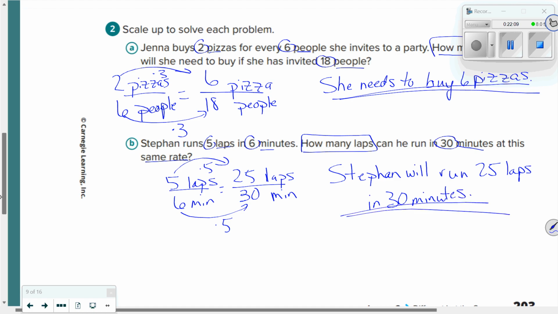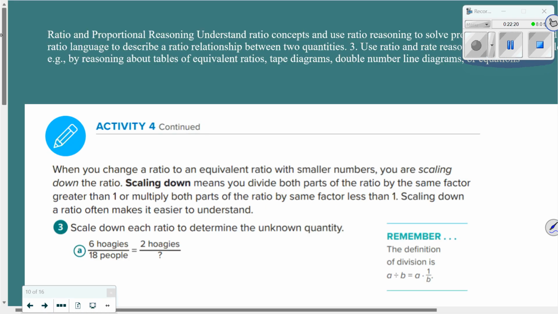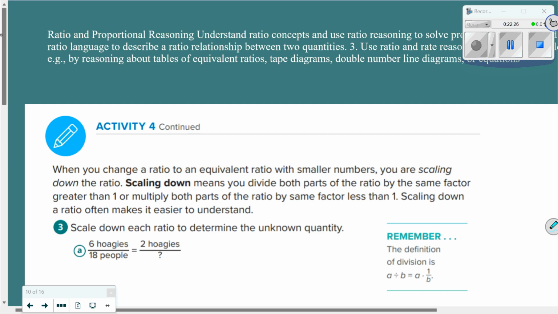Questions on anything we've covered so far? Okay, because we're about to get into another concept after we finish this one. So this one is highly related. Last time we were doing scaling up. Scaling down means you divide both parts of the ratio by the same factor greater than 1, or multiply both parts of the ratio by the same factor less than 1. And remember, if I do a division, it's actually the same as multiplying by the reciprocal. We did that when we were dividing fractions, remember?